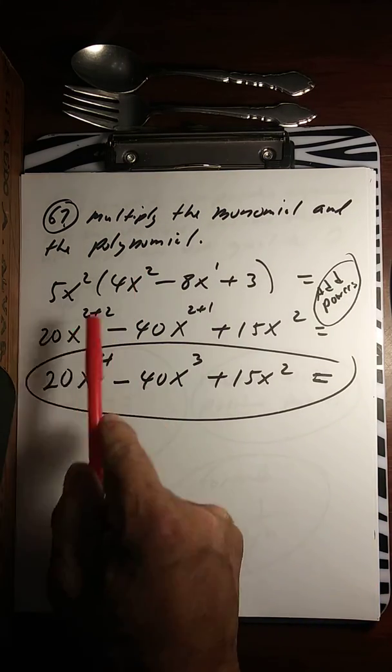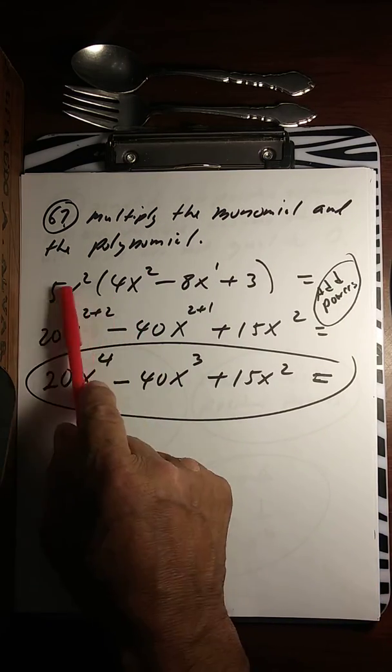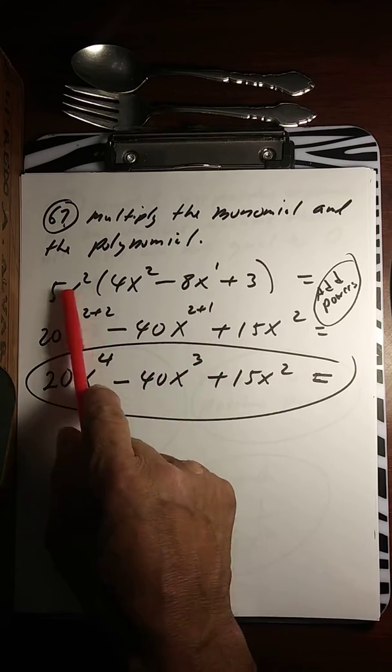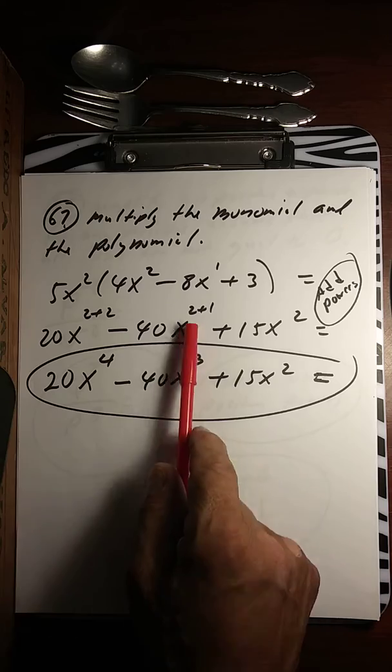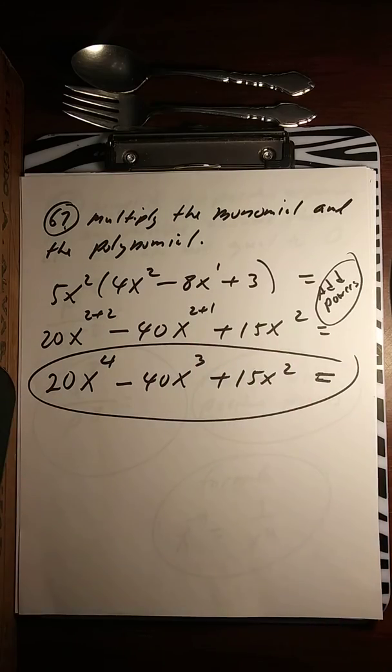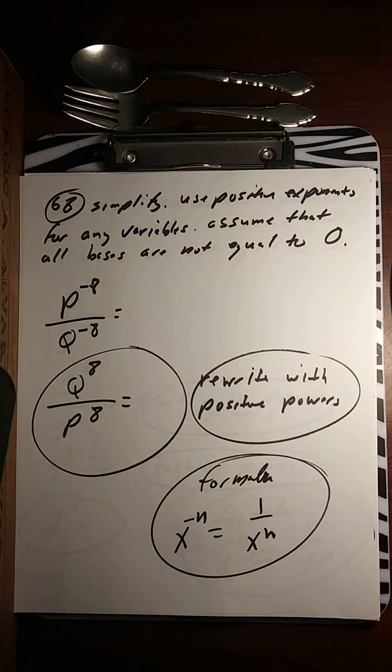So first one times the first one. Add the powers 2 and 2. This one's the second one. Add the powers 2 and 1. And that one just that. So that's going to be 20x to the 4th, 40x to the 3, 15x squared. That's it. Add the powers.